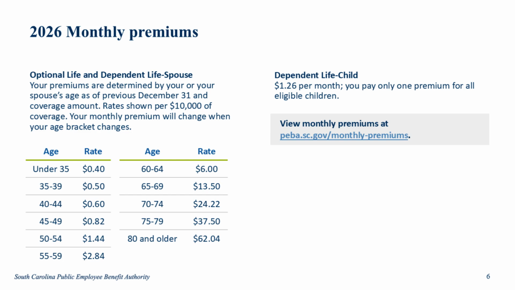For optional life and dependent life spouse coverage, the premium is based on your or your spouse's age as of the previous December 31st and the coverage amount. You will pay the rate seen here for each $10,000 in coverage. The premium for dependent life child coverage is $1.26 per month and covers all children for whom you have a policy.